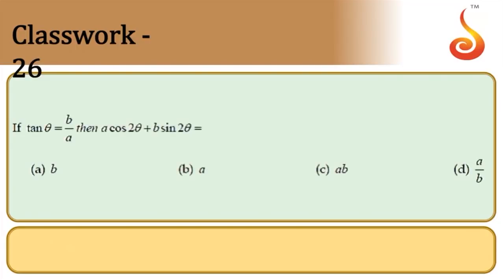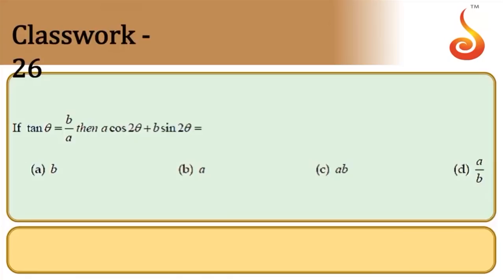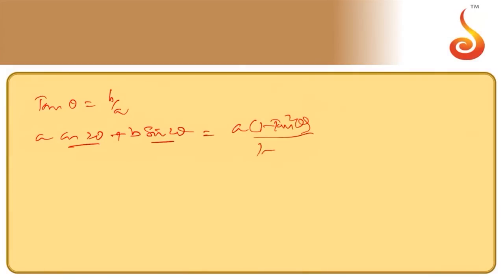Let me consider the 26th one. So tan theta is equal to b by a. Then what is a cos 2 theta plus b sin 2 theta? Why don't you express this in terms of the tan formula? It is a times (1 minus tan squared theta) by (1 plus tan squared theta), plus b multiplied by 2 tan theta divided by 1 plus tan squared theta.